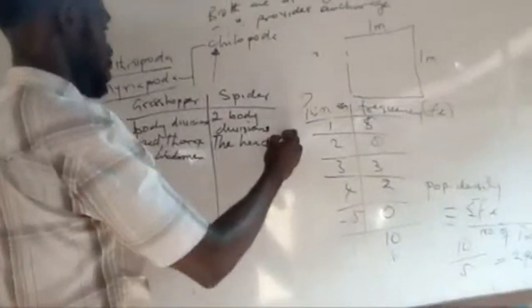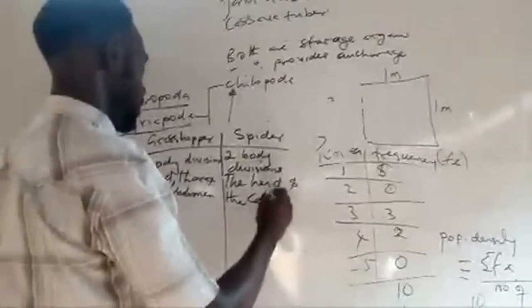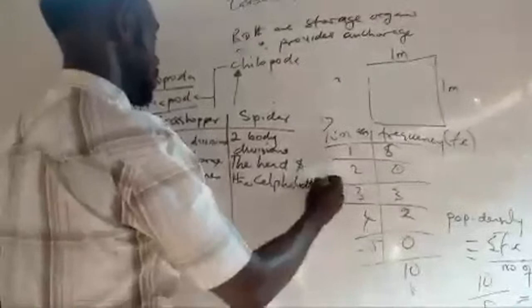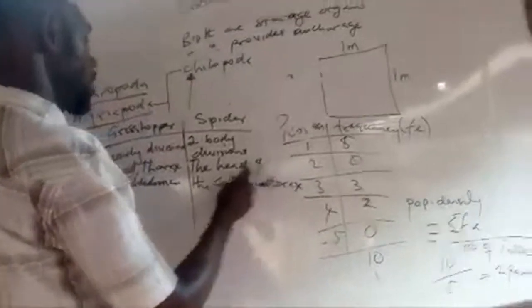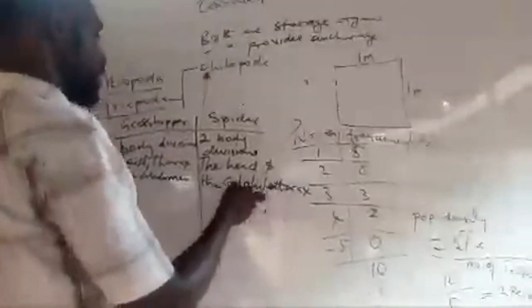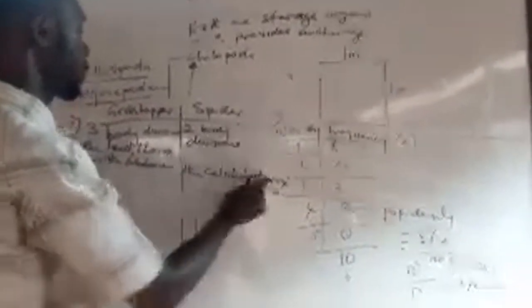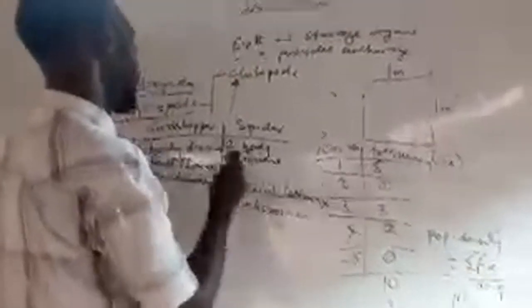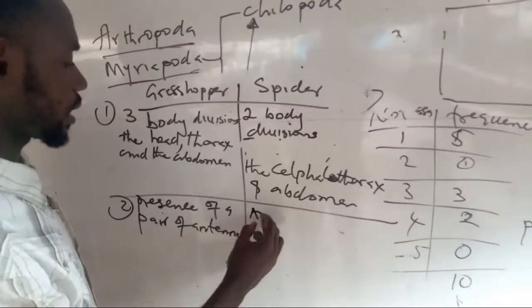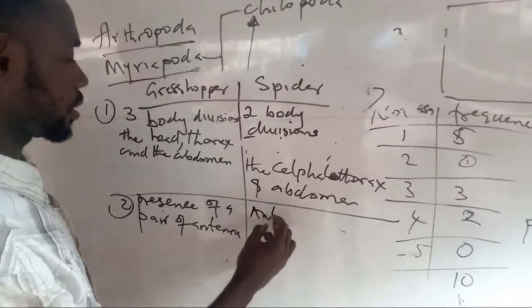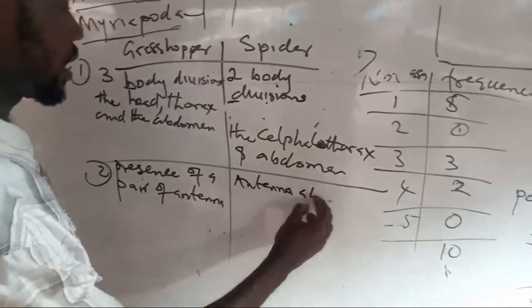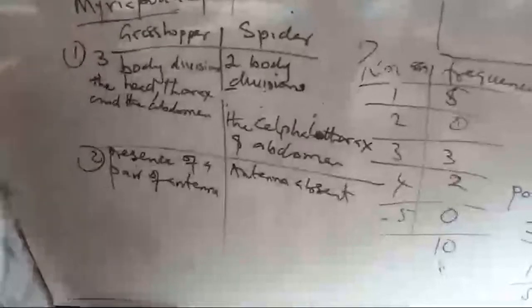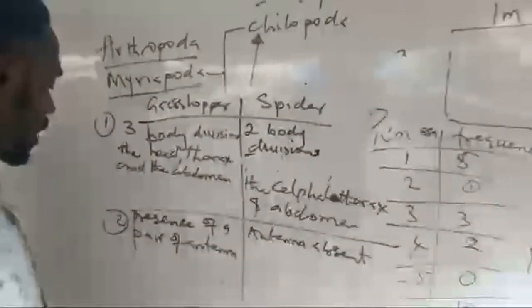Now we have two body divisions, and these two body divisions are the cephalothorax and abdomen. Sorry, there is nothing like head. Antenna is totally absent. So the arachnids are groups of arthropods that lack antennae entirely.